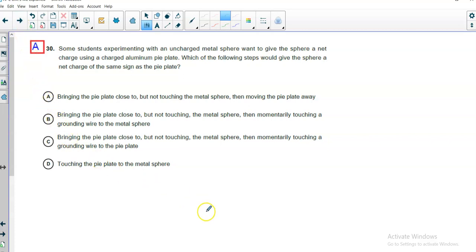Some students experimenting with an uncharged metal sphere shouldn't play with that kind of stuff. Come on, kids. I'm just kidding. It's just a metal ball.